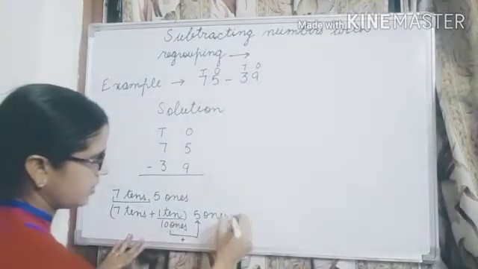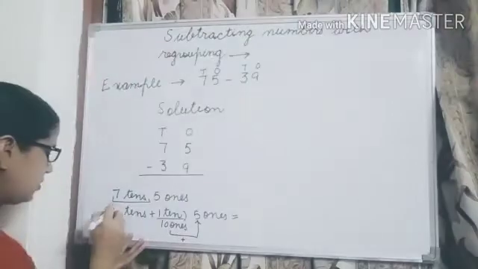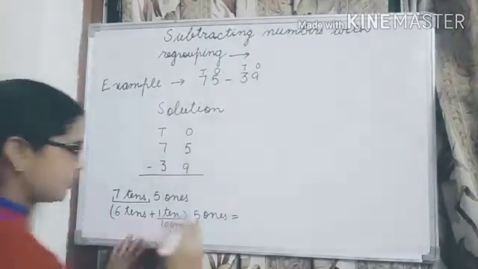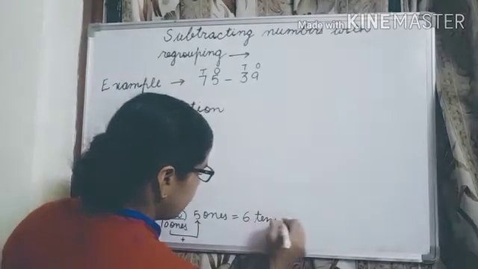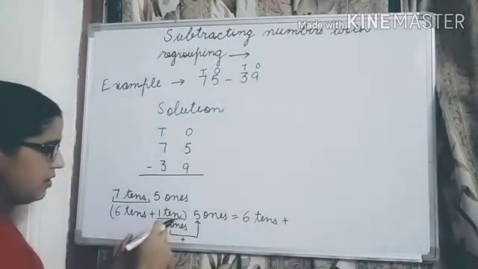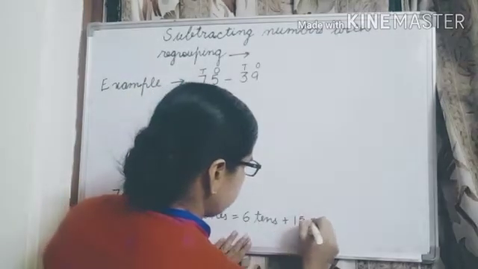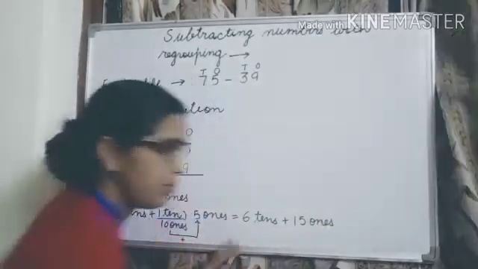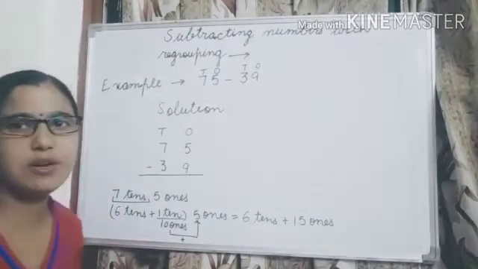10 ones. Now what has happened? Here what is left? Sorry, 7, 6. This is 6 tens. 6 tens plus 10 plus 5, 15 ones. Now it has become like this one. Do you understand? I am going to tell you once again.